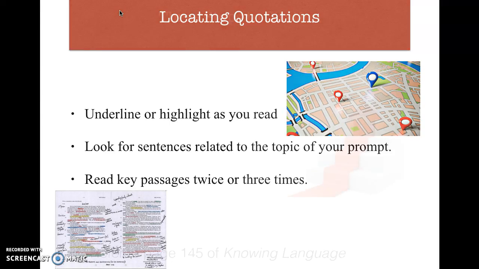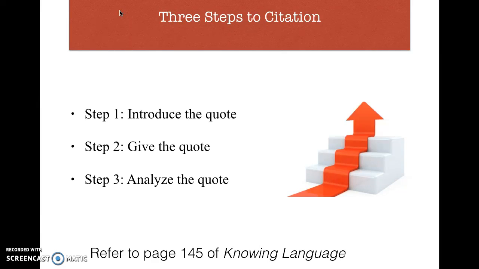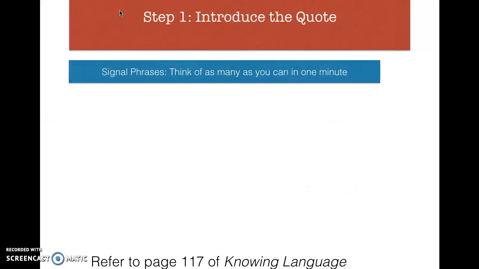Once you've found a quote, you need to follow the 3 steps to citation. Step 1, introduce the quote. Step 2, give the quote. Step 3, analyze the quote. How do we do that? Well, the first thing we do is we use a signal phrase, a signal phrase like maintain or claim.